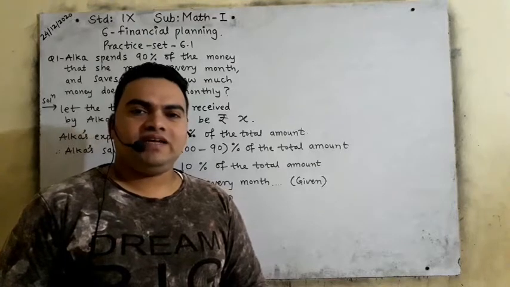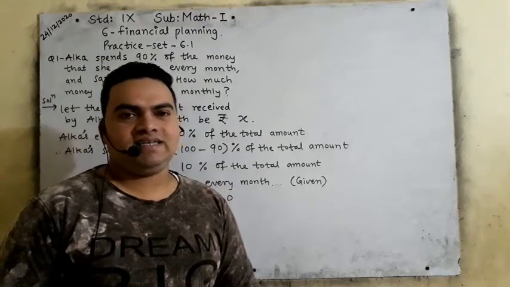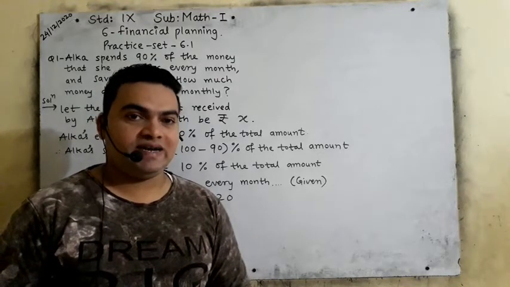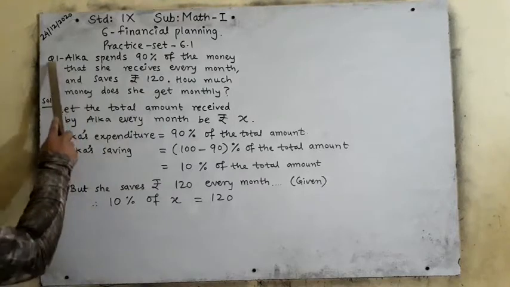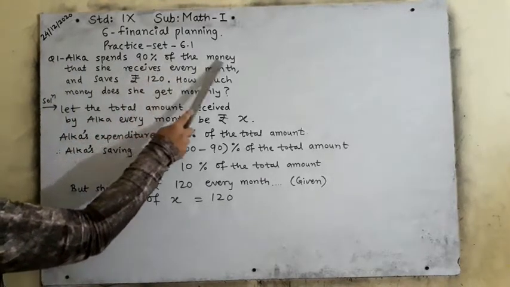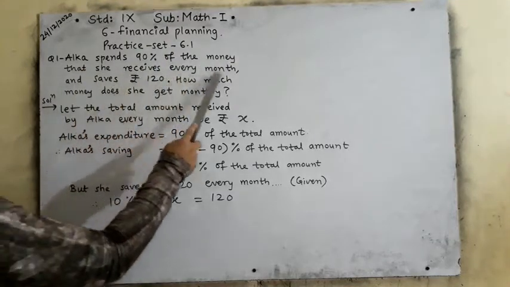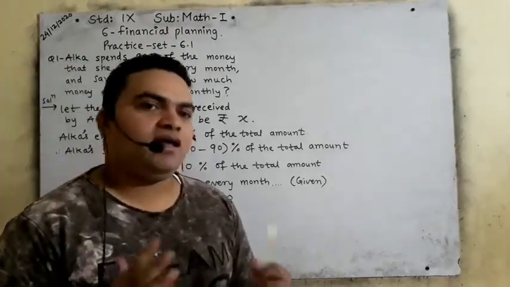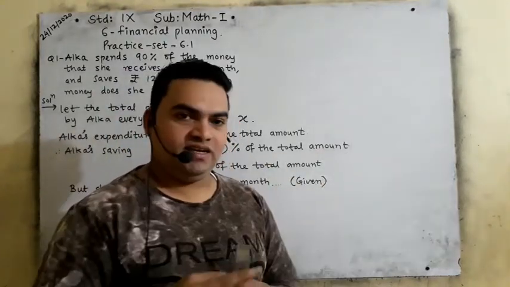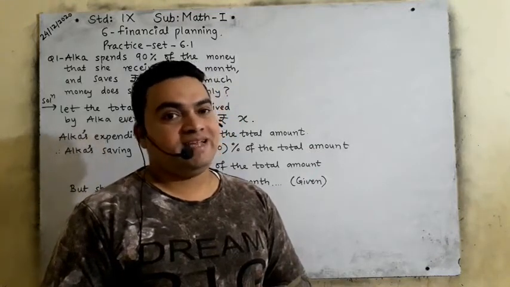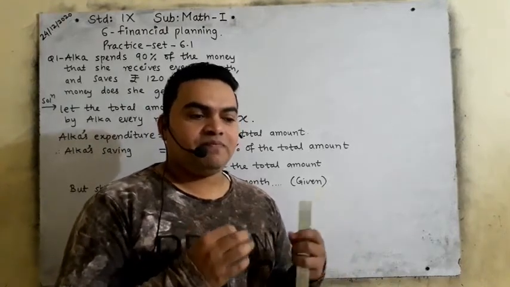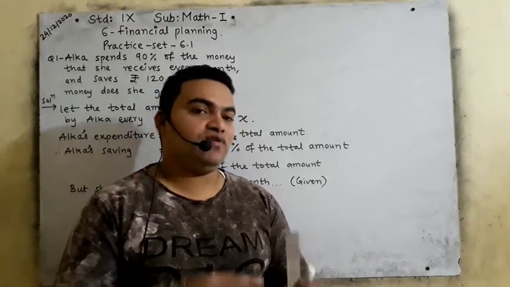So dear students, after the explanation we will start the practice set 6.1, question number 1. Please read the question very carefully and try to understand first and then start solving. See, question number 1. Alka spends 90% of the money that she receives every month. Alka is a lady, a housewife. Of course her husband gives her some money to use for the primary necessities, which means the things which are very essential for the family.